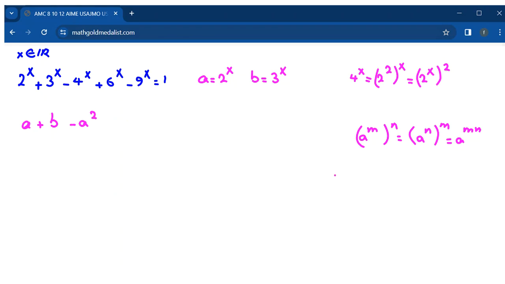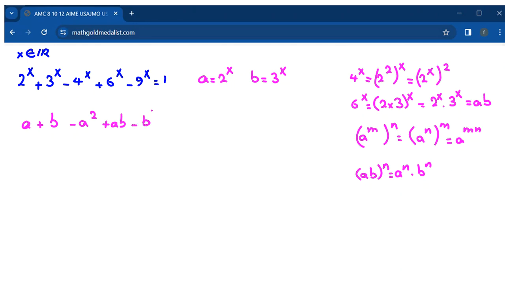6 to the x is what? You can write ab to the n is equal to a to the n times b to the n. So we can say 6 to the x is equal to 2 times 3 to the x. So it's 2 to the x times 3 to the x. It is ab. So this one is equal to ab. 9 to the x, like 4 to the x, we can write it as negative b squared is equal to 1.